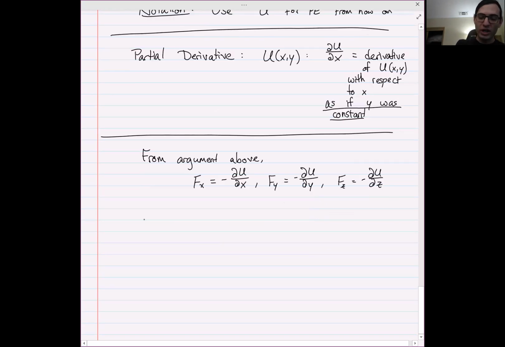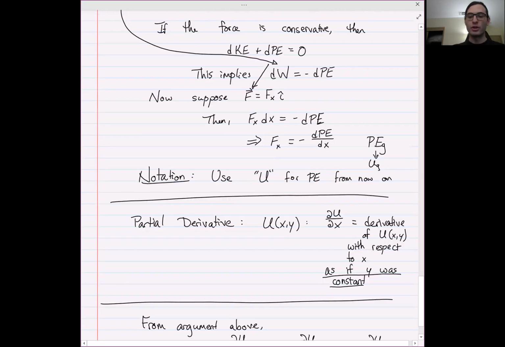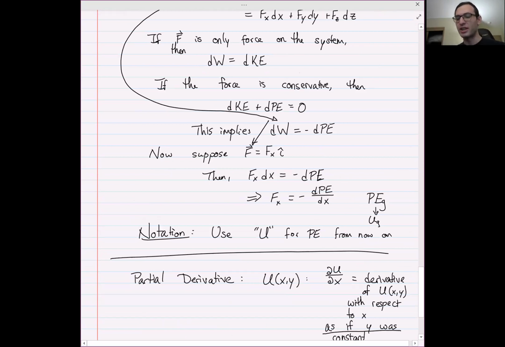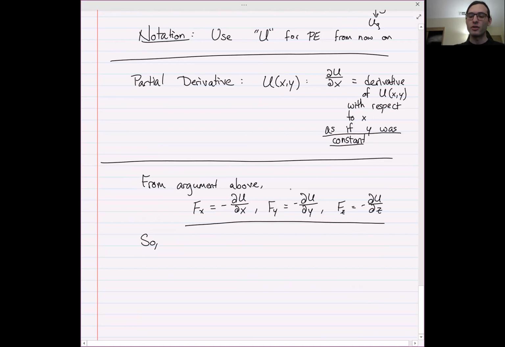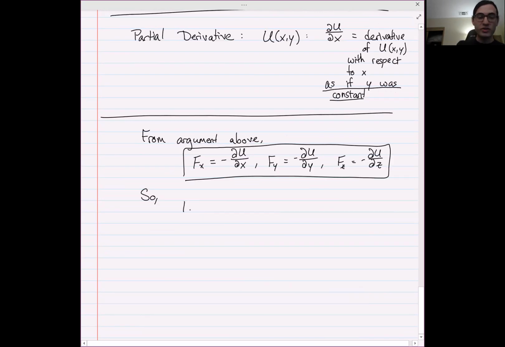So the point is from that argument above, where we just assumed that the force was some general thing, and then we just used our relationships about conservative forces and work and so on, we get that each of the components of the force can be written in terms of partial derivatives of the potential energy function. And so, in fact, the most general force can be written as the negative partial derivative of u with respect to x in the i hat direction, minus the partial derivative of u with respect to y in the j hat direction, minus the partial derivative of u with respect to z in the k hat direction. I promise they're just as easy as regular derivatives.